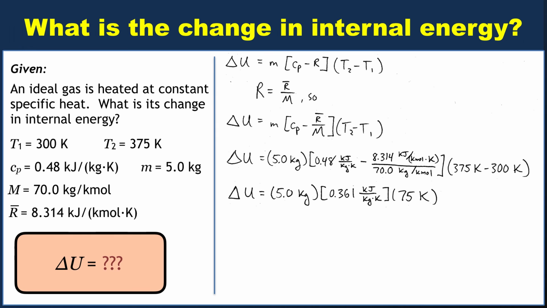And then the temperature difference is just 75 Kelvin. We can check the units here, make sure we didn't make any major screw-ups. Cancel kilograms, cancel Kelvin. We should get out a delta U in kilojoules, which is fine. So delta big U is 135 kilojoules.